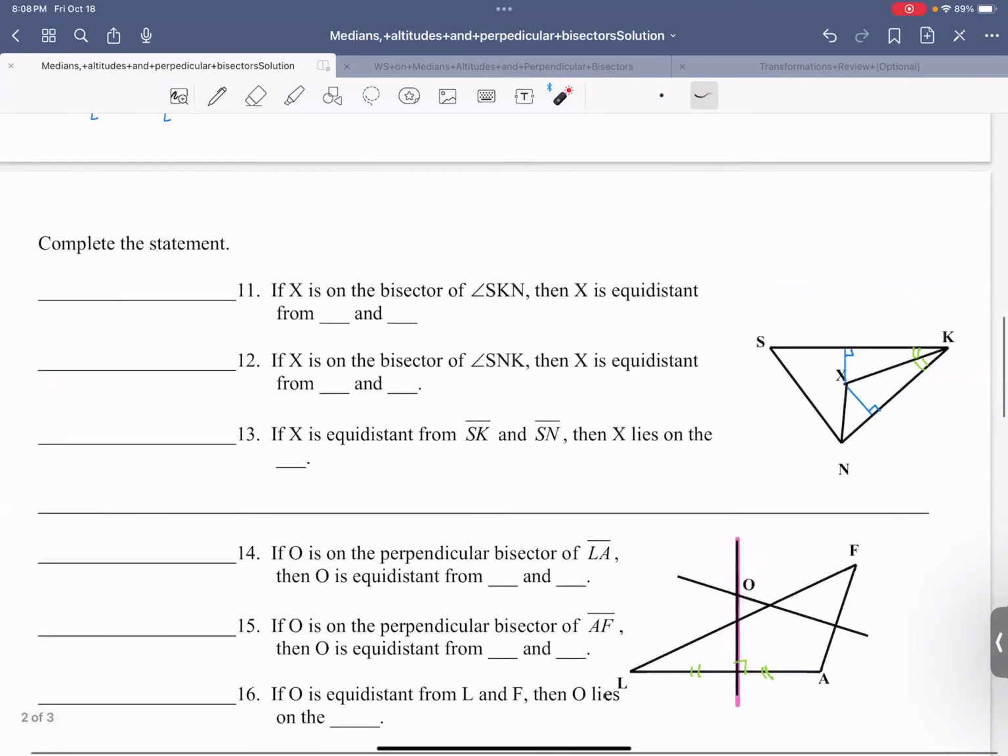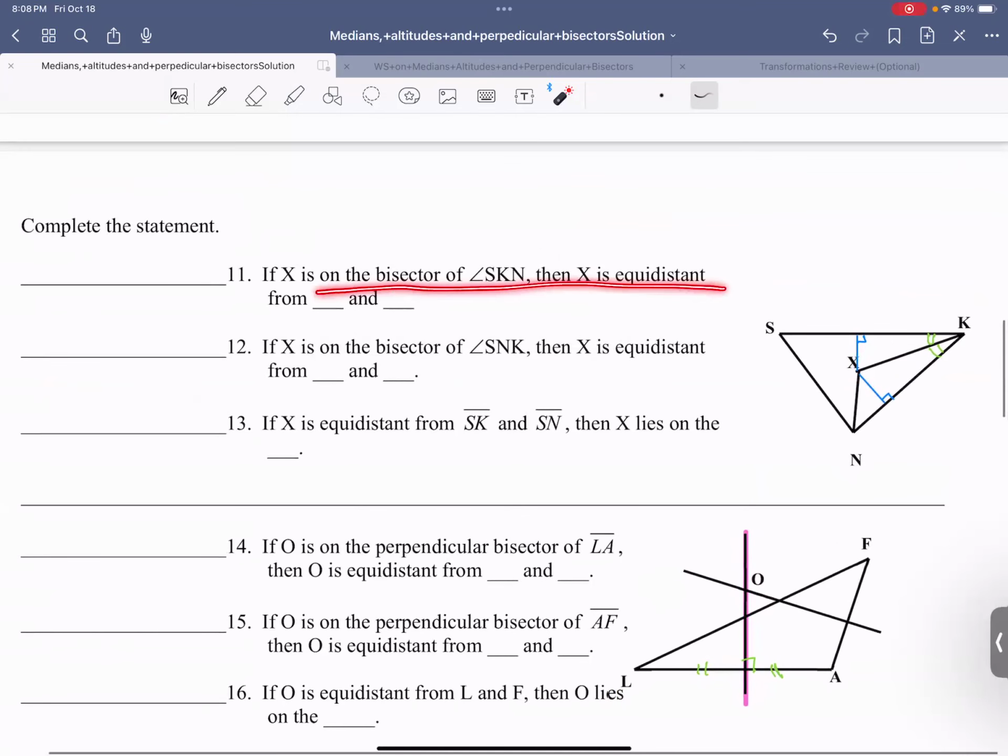Wait, can you repeat that? It's right here. You can read and answer. Okay. K and N? What do you mean K and N? To K to N. You mean these two are equal? No. The definition, see here.